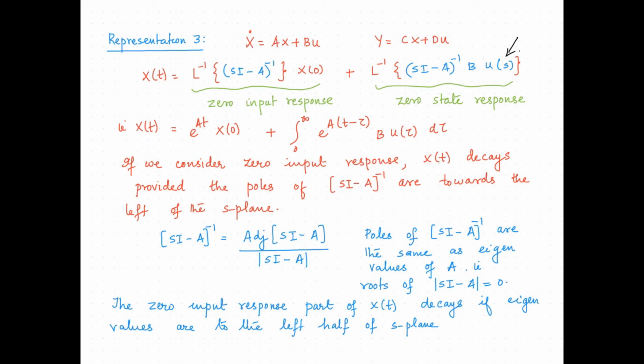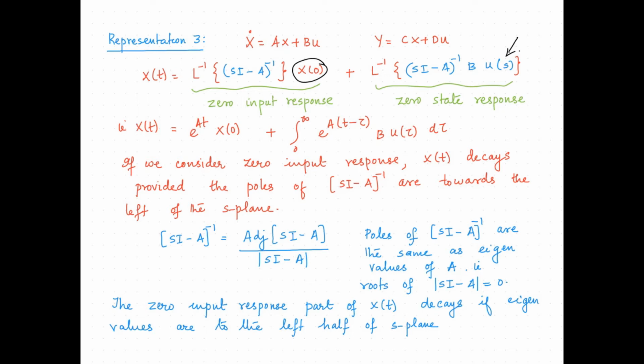Then coming to the next part. If the state is 0, that is x of 0 equal to 0, then we can see that the first part will be absent. We are left with only the second part. So x of t will be just Laplace inverse of (sI minus A) inverse into B into U of s. Hence it is called zero state response. And in time domain representation, x of t can be e raised to At into x of 0 plus integral 0 to infinity e raised to A(t minus tau) B u of tau d tau.